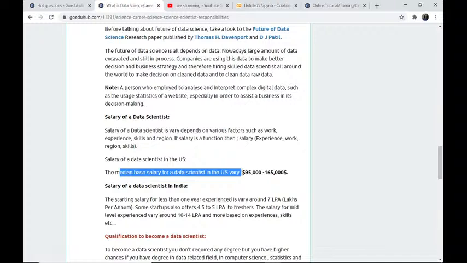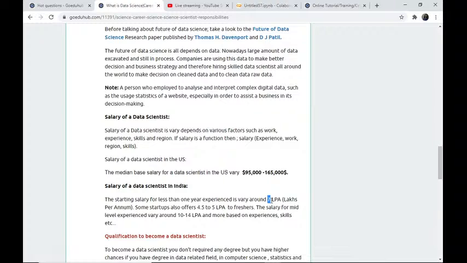If I talk about India, the salary of a data scientist with less than 1 year of experience varies around 7 lakh. At minimum you will get around 7 to 10 lakh, while normal companies are offering 4 to 5 lakh. And if you go for good companies, then they will obviously give you about 10 lakhs.